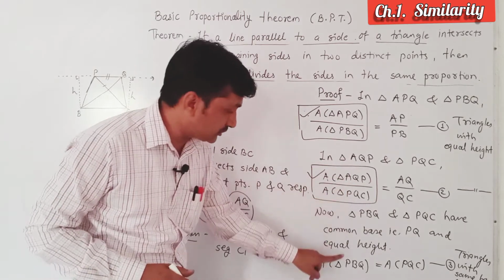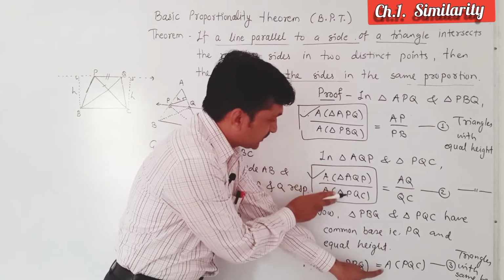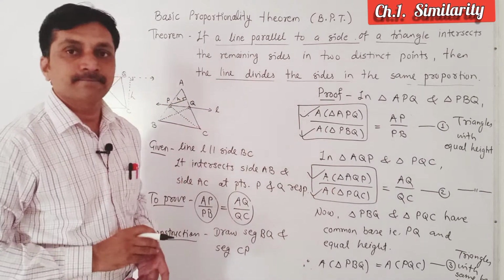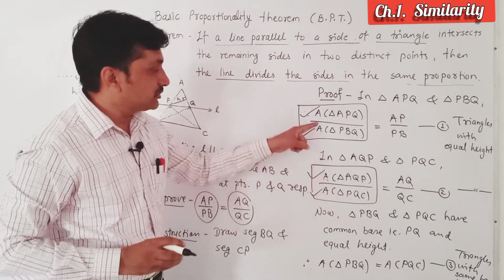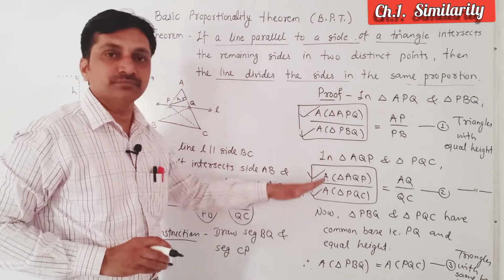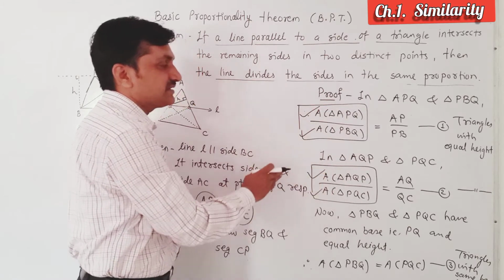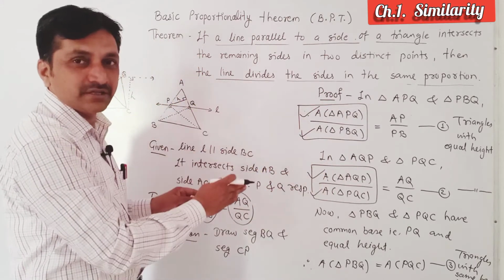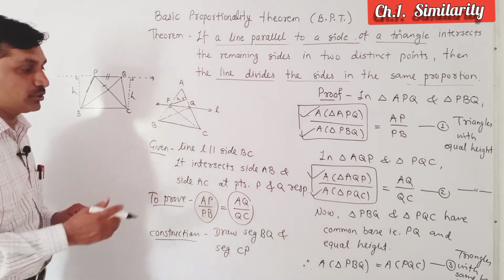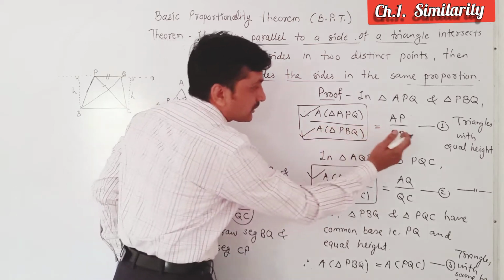Now in the third you see what we have written. In the third, PBQ is equal to PQC. Means denominators are also the same. Numerators are the same, denominators are the same. It means both sides are the same. And if both sides are the same, means left sides are equal, right sides are equal. Therefore, by comparing 1, 2 and 3 directly, if left sides are equal, right sides are equal.